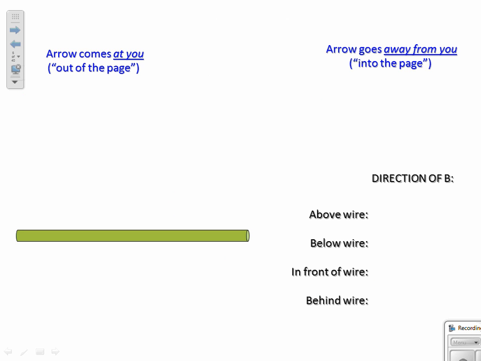Now, to talk a little bit more about directions, we're going to use some symbols. We're going to try this again. Let's make current go this way. If we look here, above the wire, what's the direction of the magnetic field? Well, again, since this is the direction of conventional current, we take our right thumb and point it to the left. Above the wire, here's my fingers trying to jam into the page.